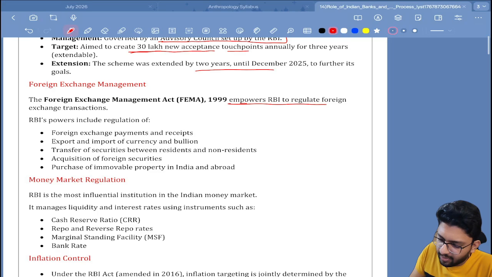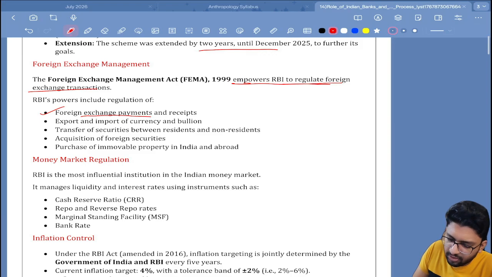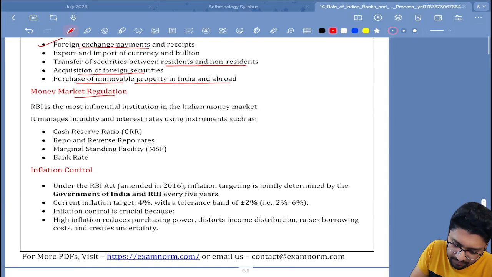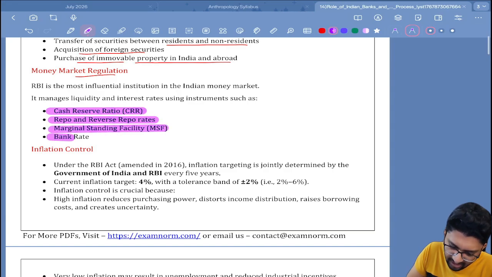It empowers RBI to regulate foreign exchange transactions. RBI powers include regulation of foreign exchange payments, export and import of currency and bullion, transfer of securities between residents and non-residents, acquisition of foreign securities, purchase of immovable property in India and abroad. Money market regulation. It regulates through these mechanisms: CRR, repo and reverse repo, marginal standing facility, and bank rate.